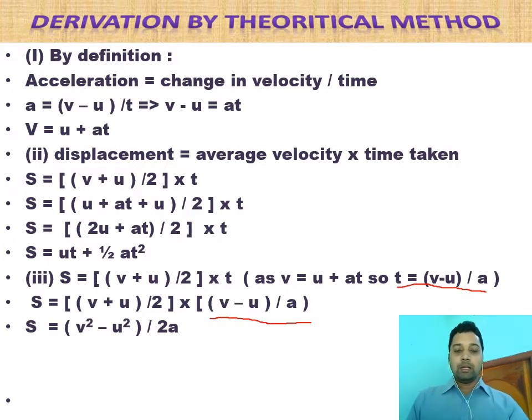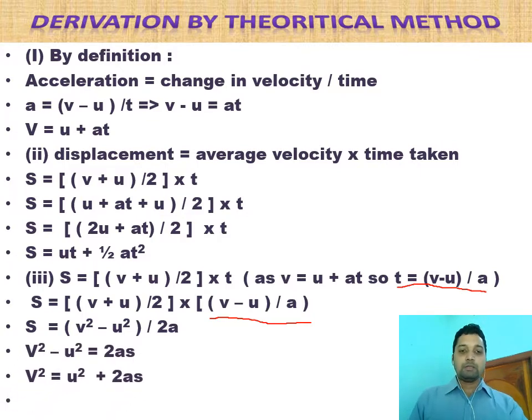2a will come to the left side, then v square minus u square equal to 2as, or v square equal to u square plus 2as. So these are the three formulas or three equations which you can derive by using the definitions, by using the mathematical expressions. When we come to a velocity time graph, or if we want to derive all these equations by graphical method, we have to take the help of velocity time graph.